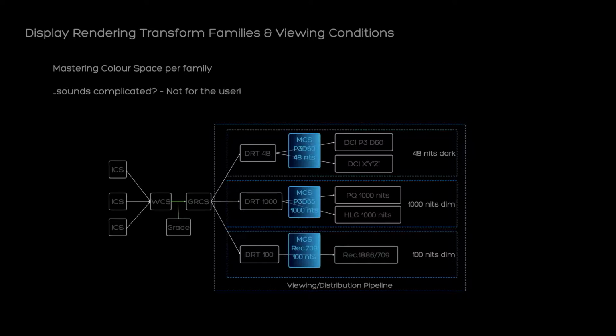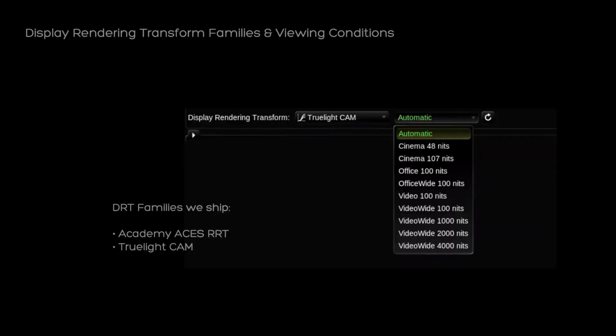GPU in real time. In the initial release of Baselight V5, we are shipping with two DRT families, the Academy's RRT and our new Truelight Cam DRT, which is our new color appearance model. But we are closely working together with ARRI, Red and Sony because they are also developing their own DRT families at the moment. Once they are available, we will include them in our system.